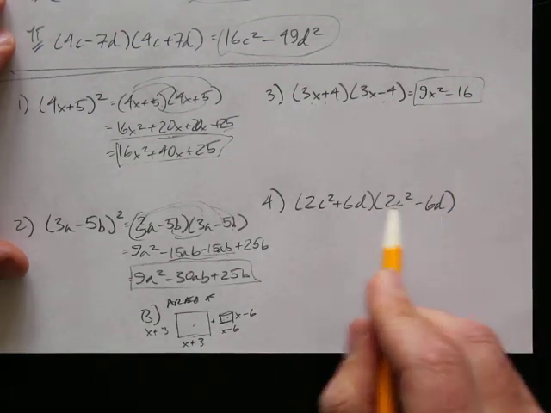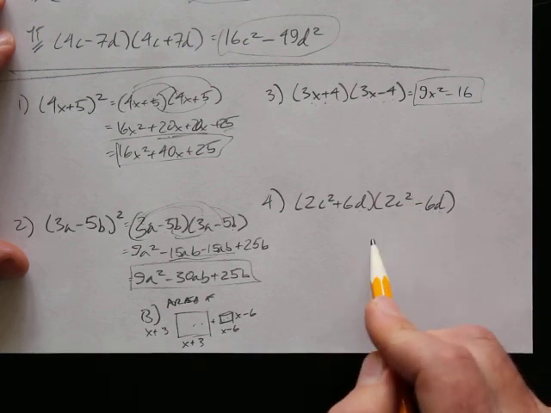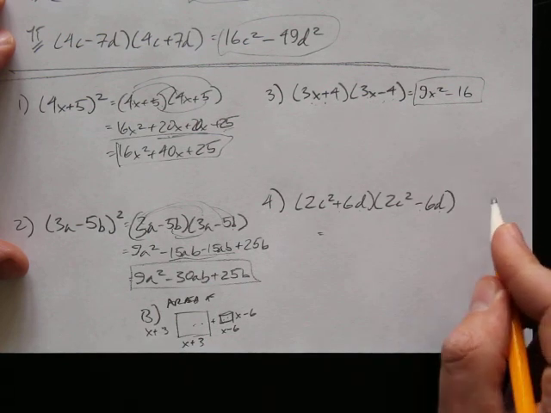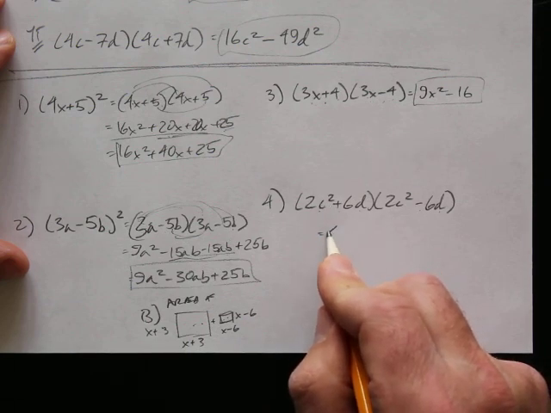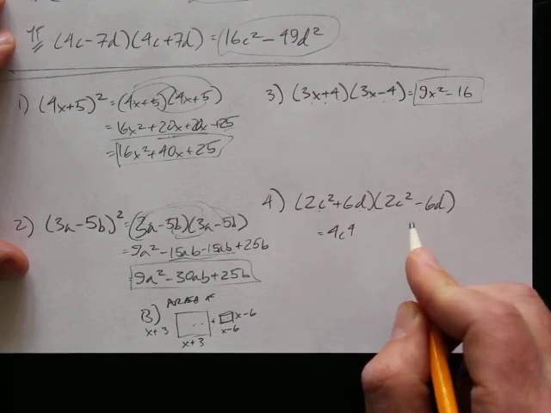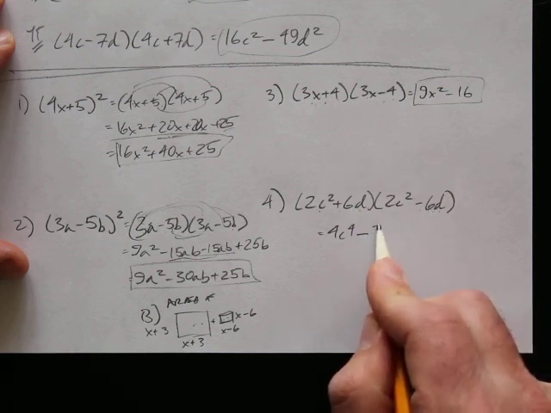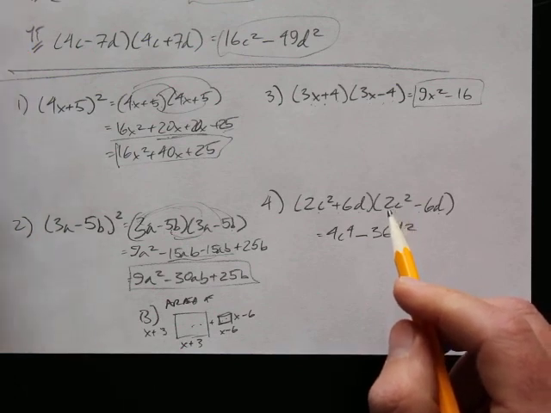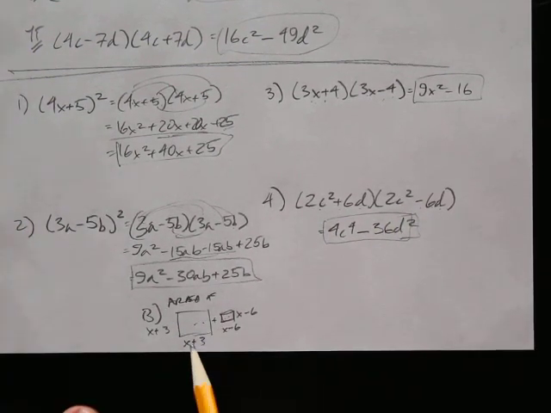Here's another difference of squares. 2c squared plus 6d, 2c squared minus 6d, difference of squares. So I'm going to write it underneath because I don't have the room over here. 2c squared times 2c squared is 4c to the 4th. And then minus 6d times 6d, which is 36d squared. And that's that one.